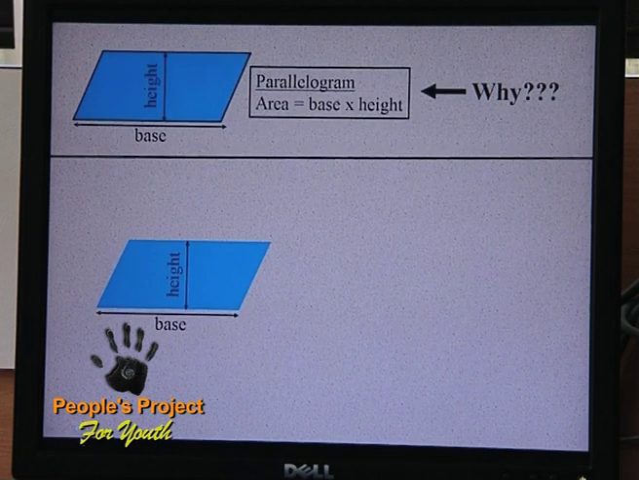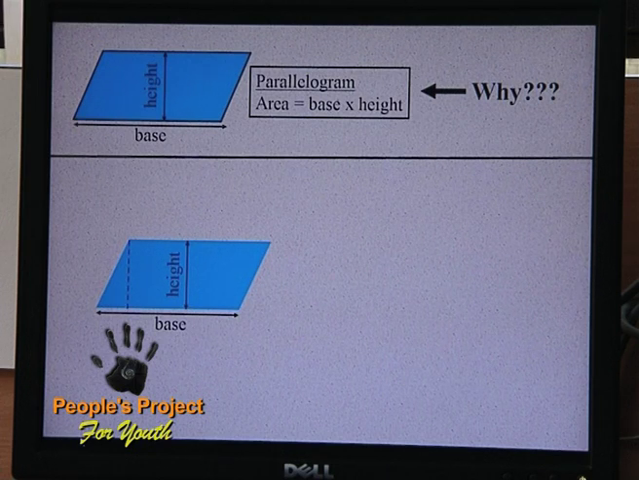So we need to also be able to calculate the area of a parallelogram. And we've been told again in school that this area is base times height. But this is the same as a rectangle. How can this be so? Let's have a look.